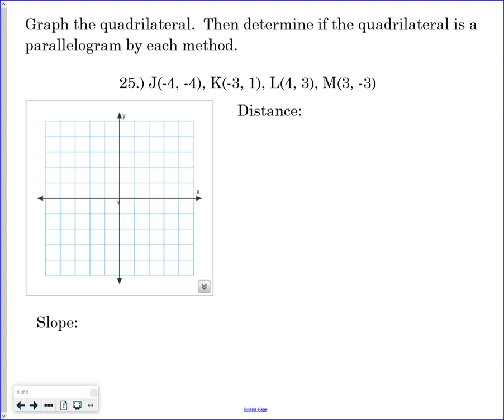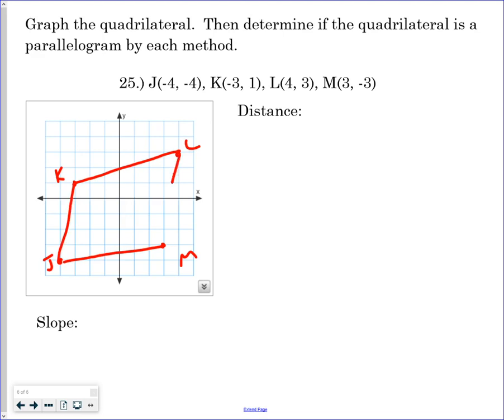So J is at -4, so obviously left 4, down 4. 1, 2, 3, 4. Make sure you're labeling them. J, -3, 1, 1, 2, 3, 1. K, L is 4, 3, 4, 1, 2, 3, and 1, 2, 3. Is this right? I'm going cross-eyed on this. Is that right? Looks right to me. Okay. Connect them the best you can.